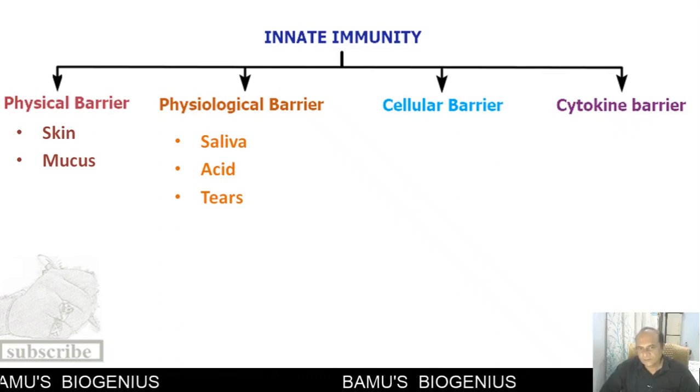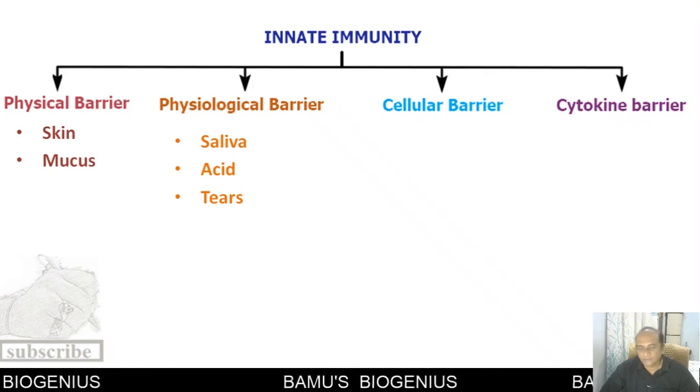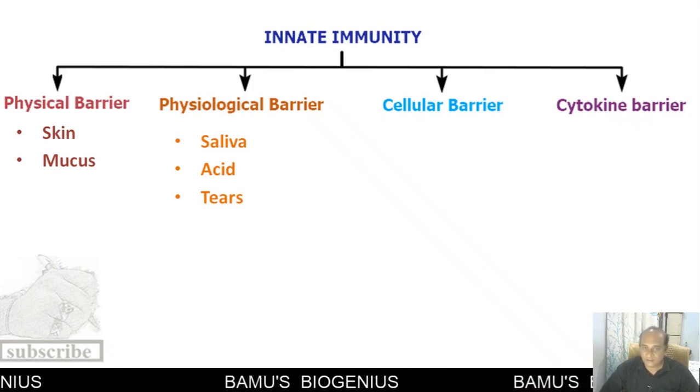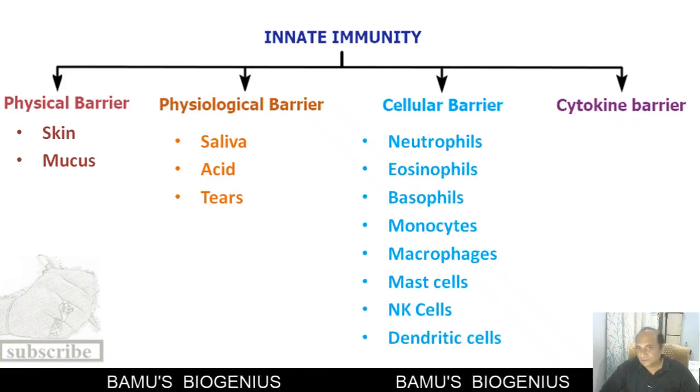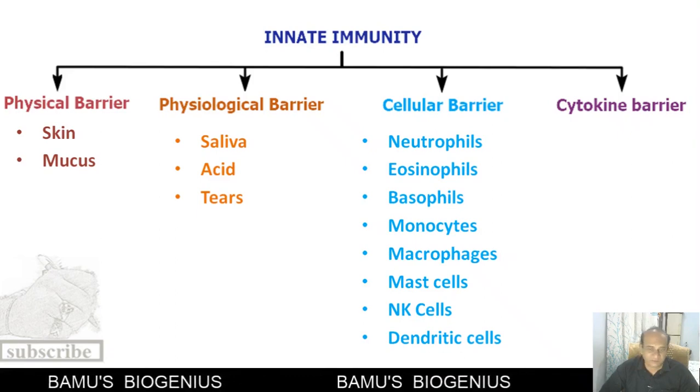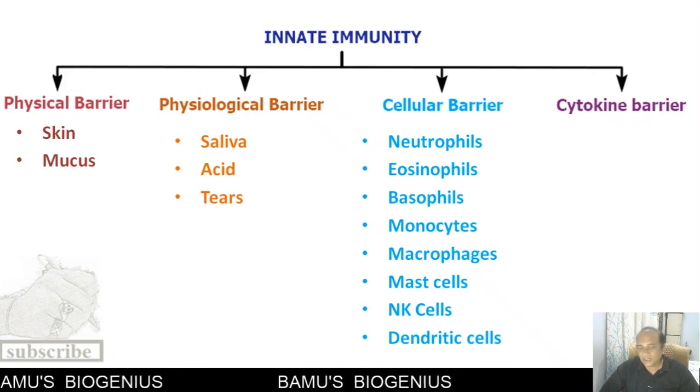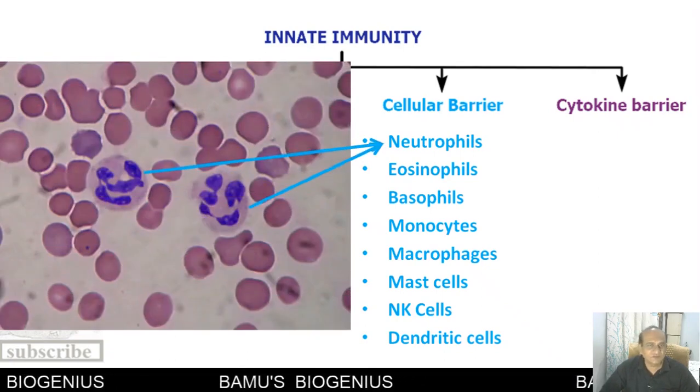Now the next barrier created by the innate immunity is the cellular barrier, and different kinds of cells, mostly the cells of the blood, are involved in protecting our body. These cells are the neutrophils, eosinophils, basophils, monocytes, macrophages, mast cells, NK cells, that means natural killer cells, and dendritic cells. We will discuss them one by one. The first one is the neutrophil.